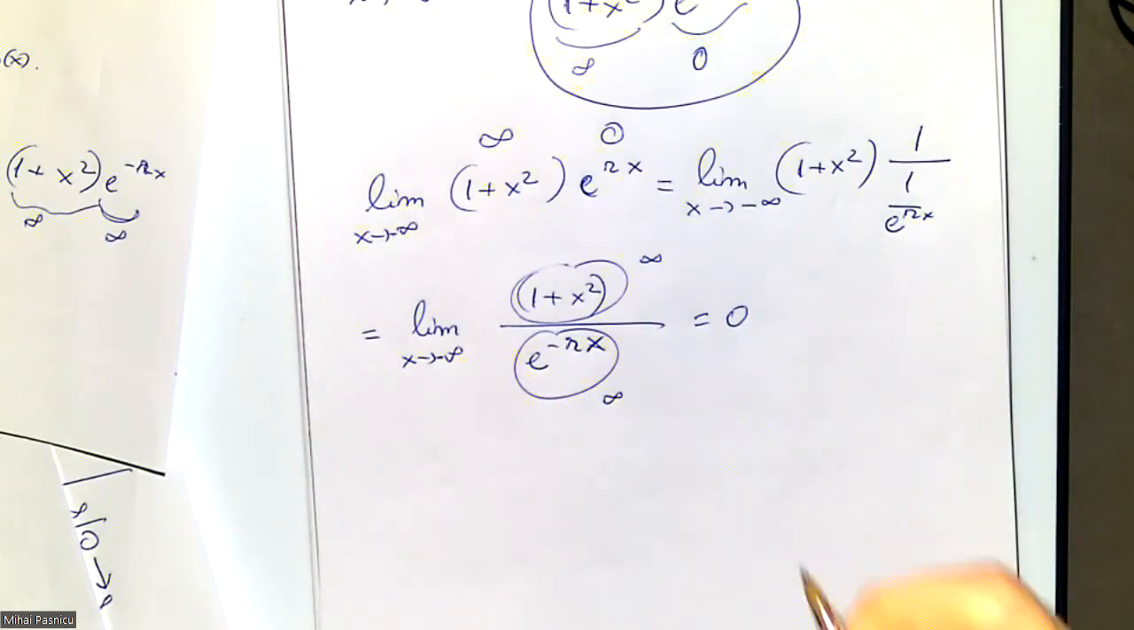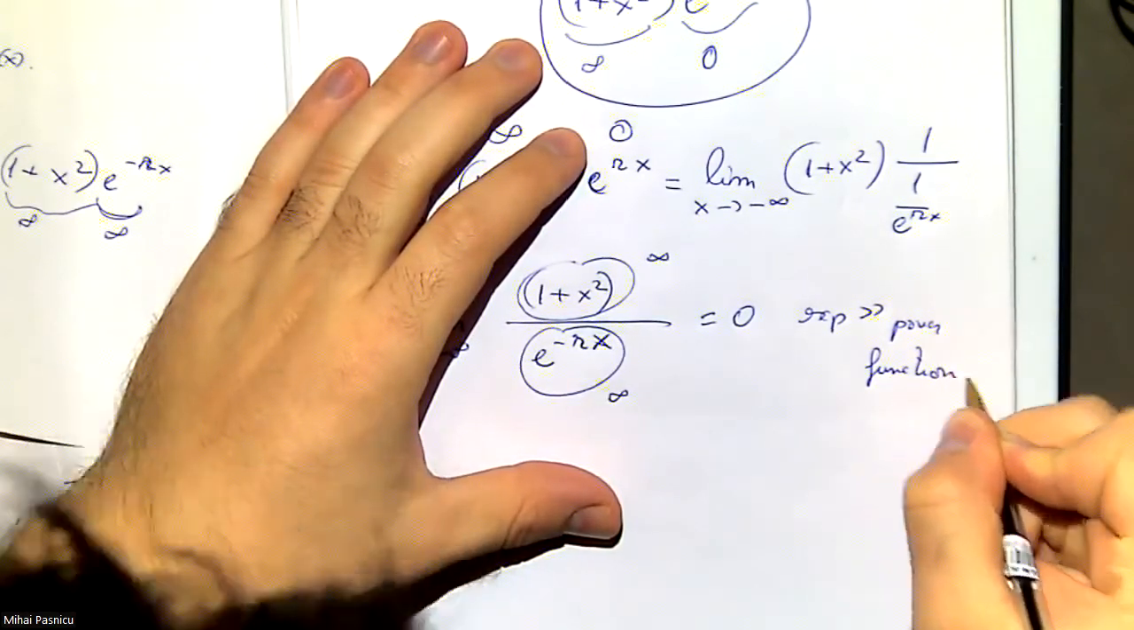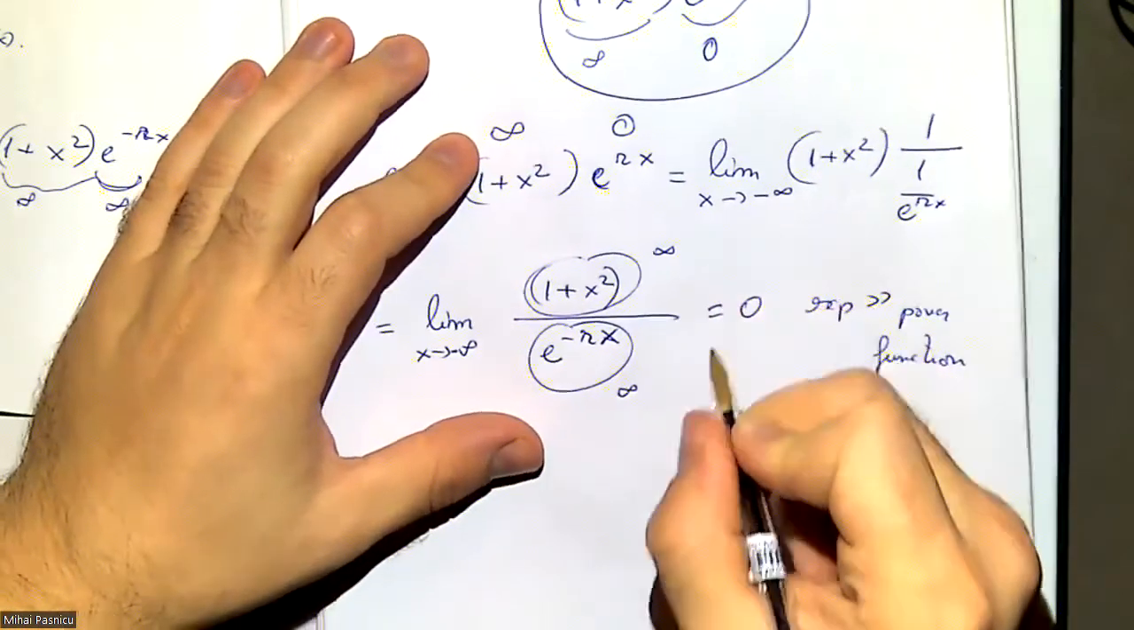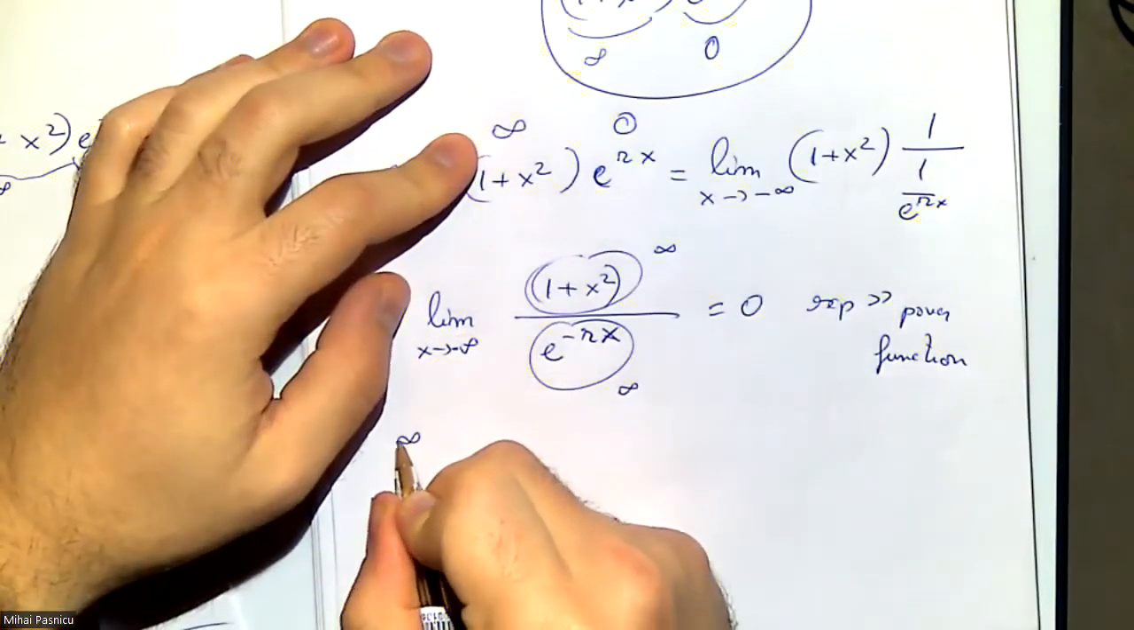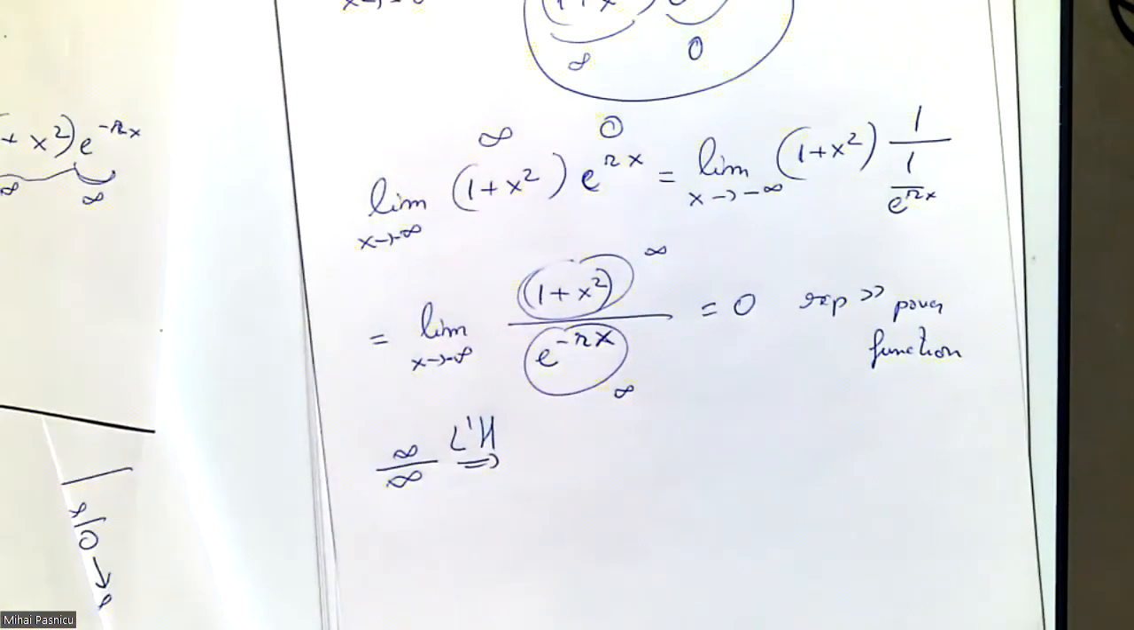Okay, so now when you learn the exponential thing, you would automatically say, this is just zero, from the exponential being bigger than the power function. For those of you that have not done the seminar, you're in the infinity over infinity case. You just apply L'Hopital, and you're still going to get zero, I hope.